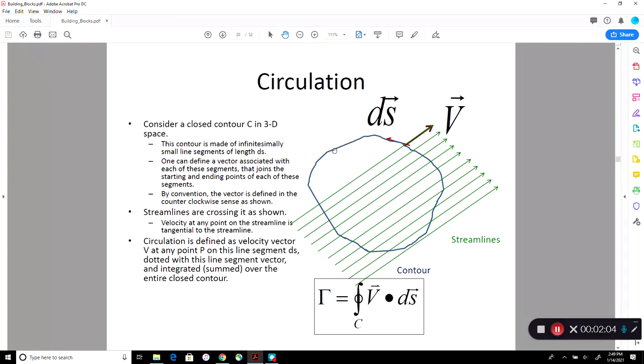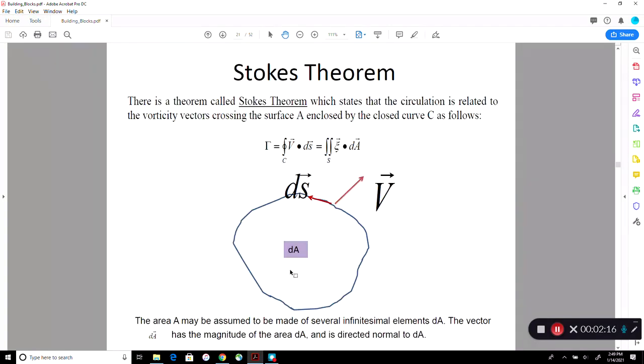If you sum up the scalar product over all the small segments all around, that's called a contour integration. That's what we call circulation. According to Stokes' theorem, this circulation is around the closed contour, which I'm drawing in the counterclockwise direction here. There are vortex lines passing through it, entering the screen, for example, and coming out the back end.